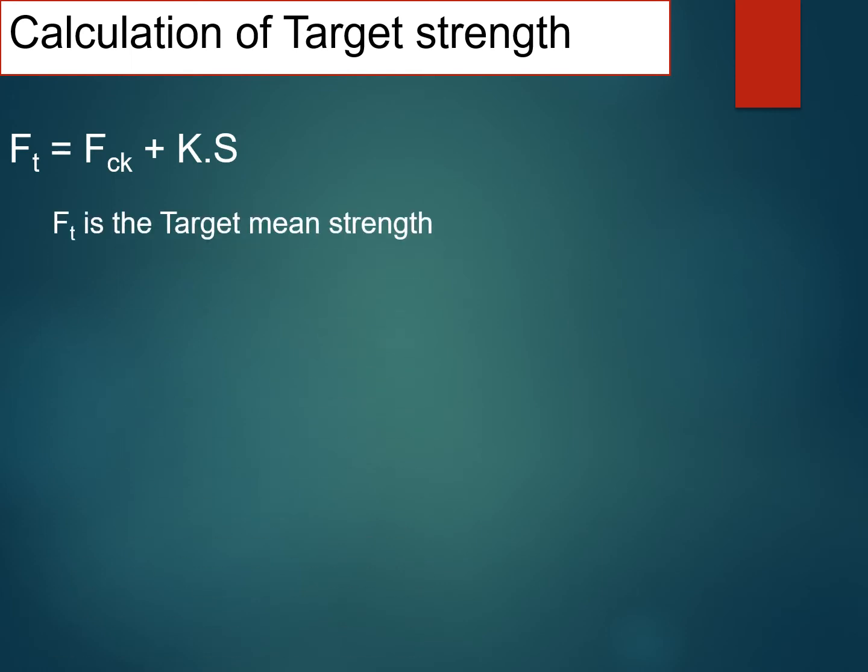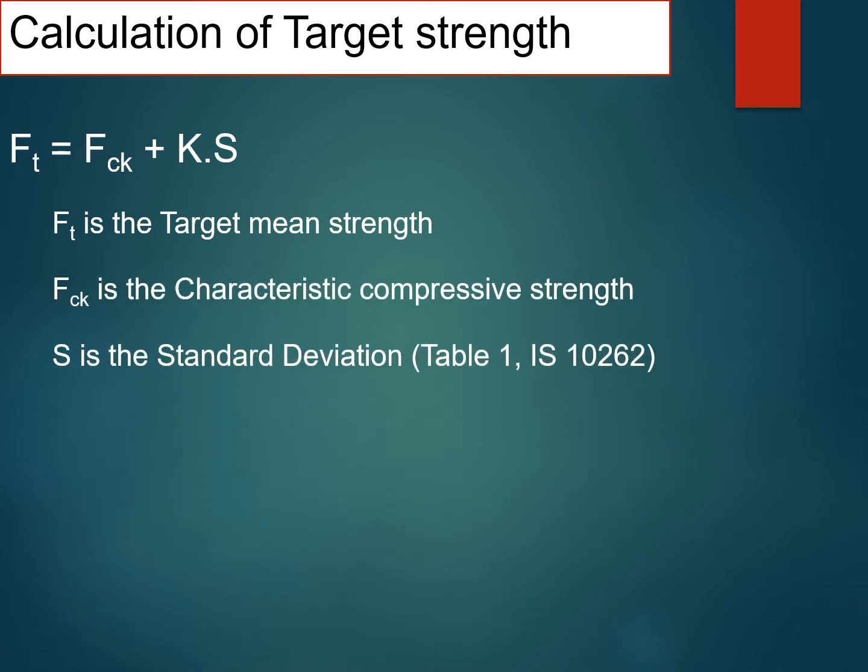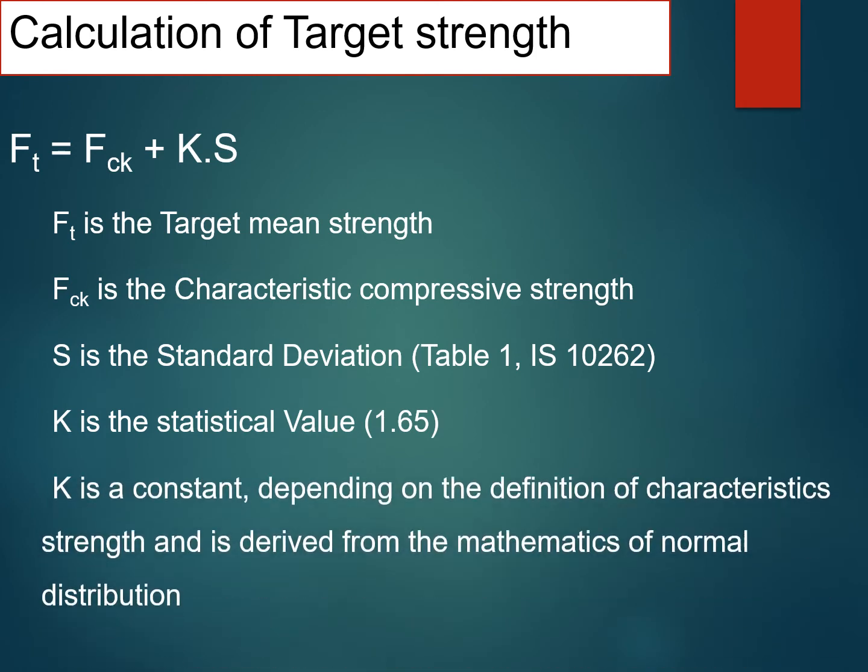Calculation of target strength. The target strength is calculated using the formula Ft = FCK + K·S, where Ft is the target mean strength, FCK is the characteristic compressive strength, S is the standard deviation as detailed in Table 1 of IS 10262, and K is the statistical value generally considered as 1.65. K is a constant depending on the definitions of characteristic strength and is derived from the mathematics of normal distributions.